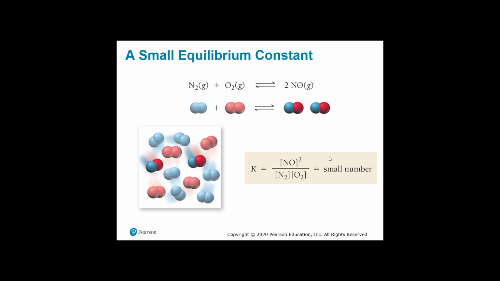If we have a small number, which is less than 1, that's when you start getting exponents of negative something, like 4 times 10 to the negative 5. If you see that negative, it's a small number. That means more reactants are going to be present than products at equilibrium.